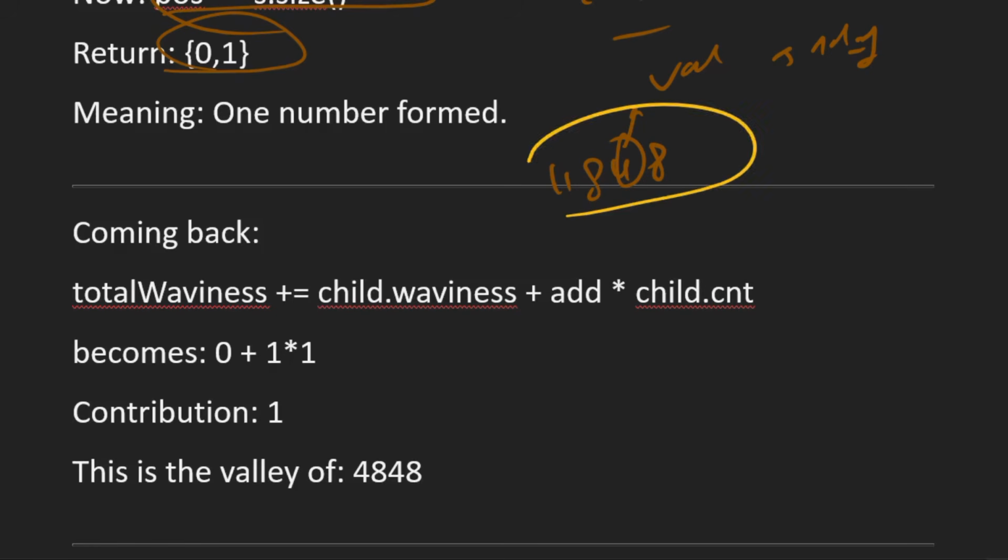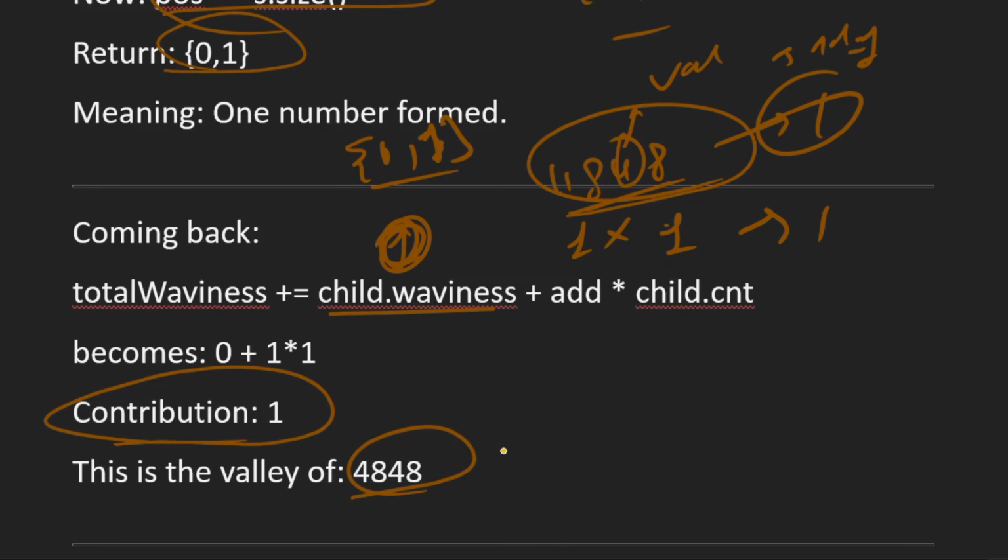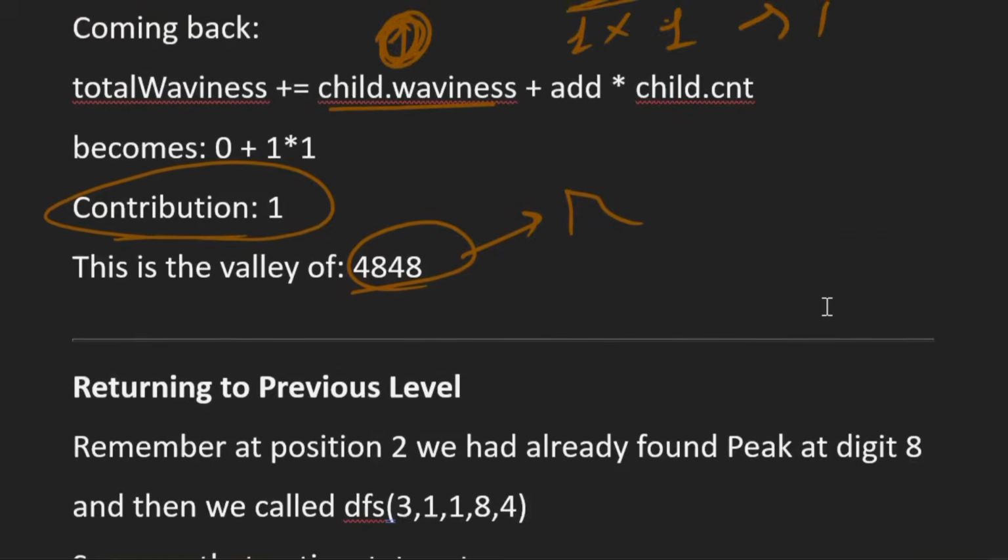Now the total waveness at 4848 is child waveness plus add plus child count. Sorry, child waveness was 0 because we get 0 comma 1. So child waveness is 0, add is 1 and child count is 1. So total waveness at 4848 is 1, right? And that is the waveness at 4848. So we return that back.